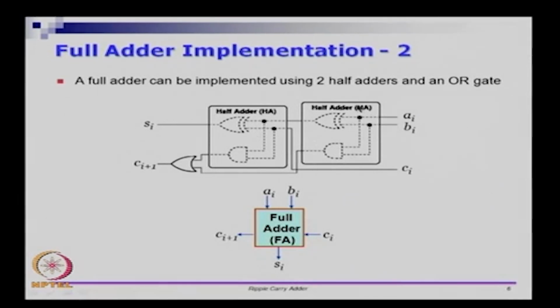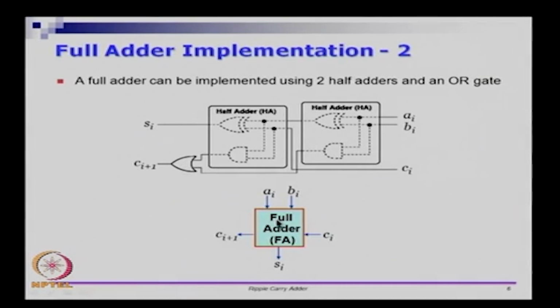So, this half adder is taking AI and BI, and this half adder is taking the sum bit of AI and BI, and CI. These are going in as the inputs, and the carry that is coming out of here and the carry that is coming out of here are ORed together, which gives you CI plus 1. So, this is another way to do a full adder. Using 2 half adders you can do a full adder.